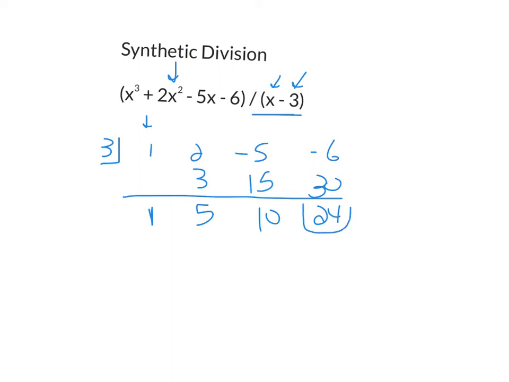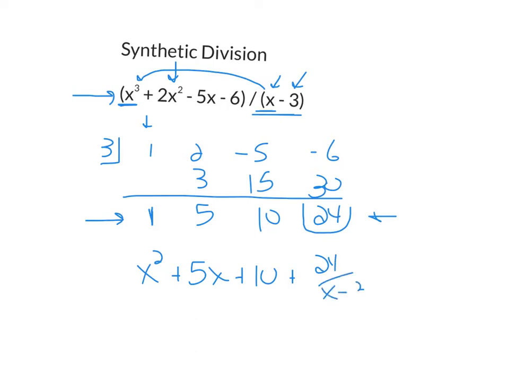Now, that's all the work you have to do, but don't forget to write your answer down. Because we started with x cubed here and 1x there, I have to figure out how many times x goes into x cubed, which is x squared. Or another way to look at it is, because we're doing synthetic, your quotient down here, your answer, is always going to start 1 degree less than what you started with up here. So I start with x cubed. My quotient is going to start with 1x squared. The 5 represents the coefficient on my x, and the 10 is my constant. Now the 24 is the remainder, and the way we're going to write the remainder today is we're going to put the remainder on top of x minus 3, what our divisor was.